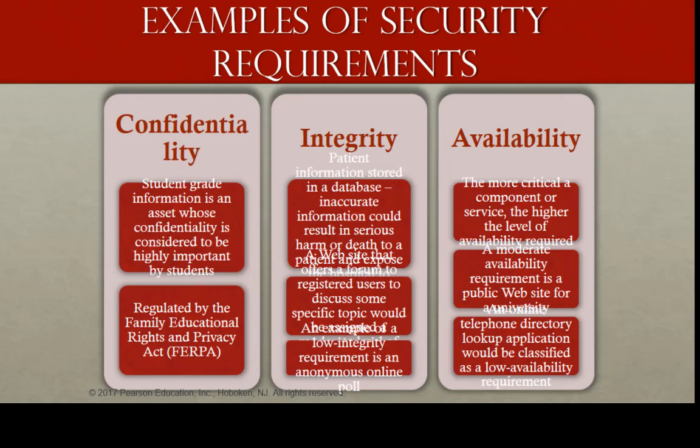An example that typically would be rated as having a moderate availability requirement is a public website for a university. The website provides information for current and prospective students and donors. Such a site is not a critical component of the university's information system, but its unavailability will cause some embarrassment. An online telephone directory lookup application would be classified as a low availability requirement. Although the temporary loss of the application may be an annoyance, there are other ways to access the information, such as a hard copy directory or an operator.